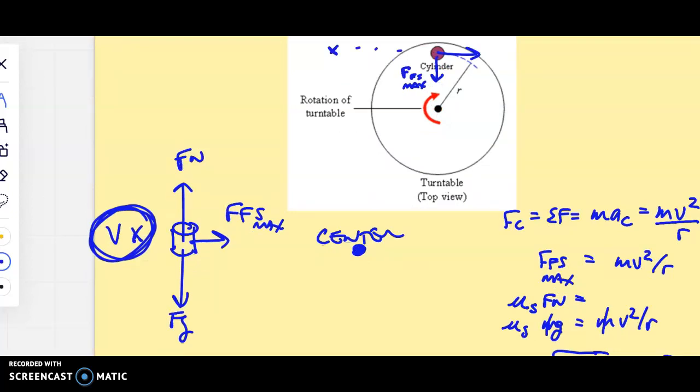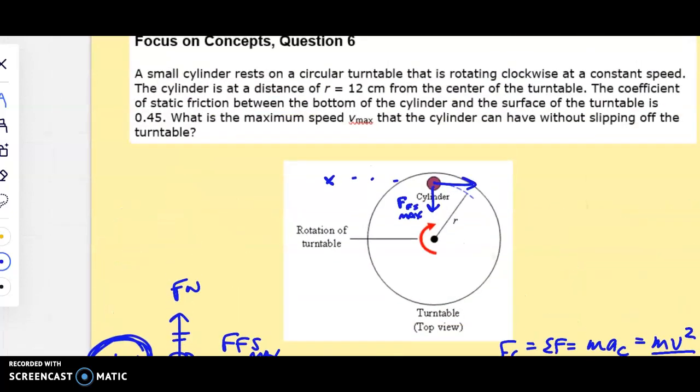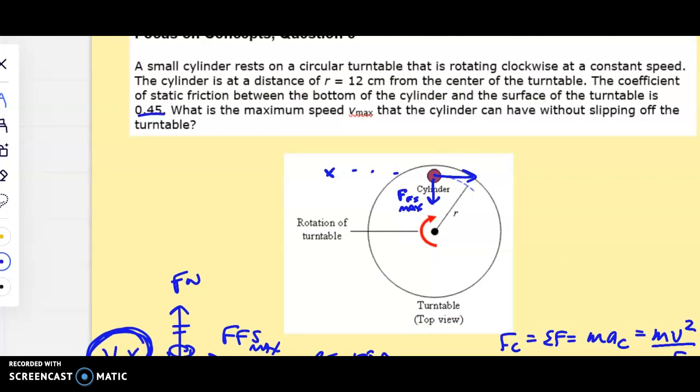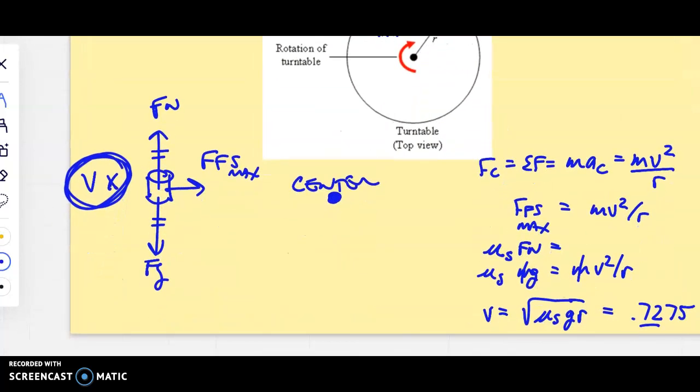By the way, these two are going to be the same size. The maximum static friction is probably going to be less. It is going to be less because you can see that the coefficient is less than 1.